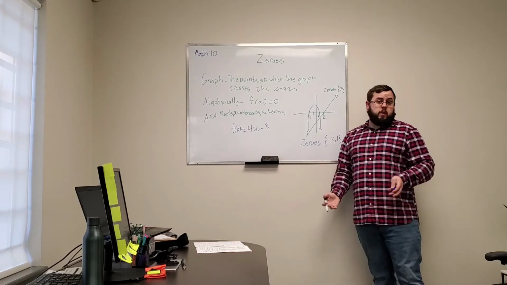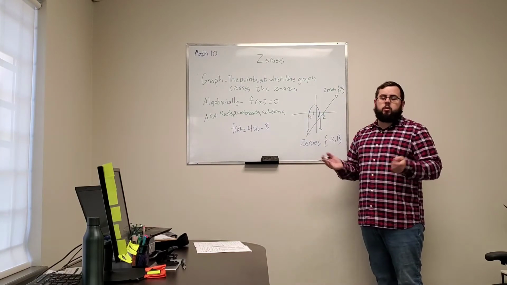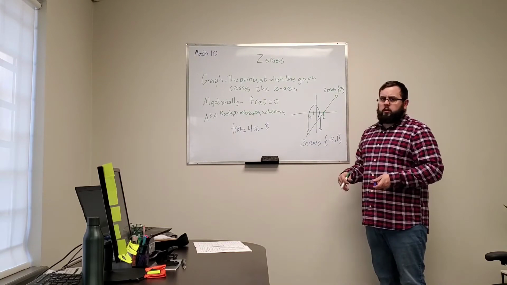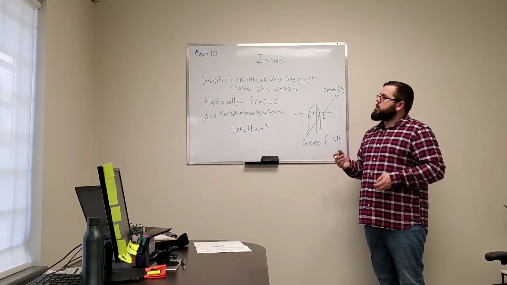A function could theoretically have a whole bunch of zeros, right? It's not just 1, it's not just 2, it could be 50, who knows. But with the stuff that we're dealing with, 1, 2, maybe 3 zeros is manageable.